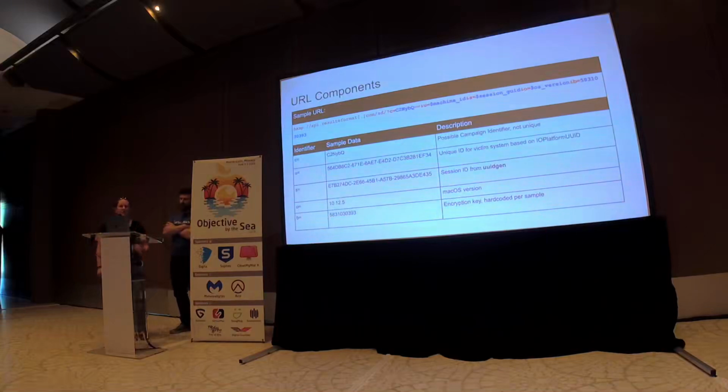And then the U is a unique ID for the system, and this is based on IO platform UUID. Again, the second one is another unique ID that's based just on the command line uuidgen tool. And then the macOS version with patch level. And then that encryption key, which is hard-coded, like I said before. This is that same thing that's used in that first script.